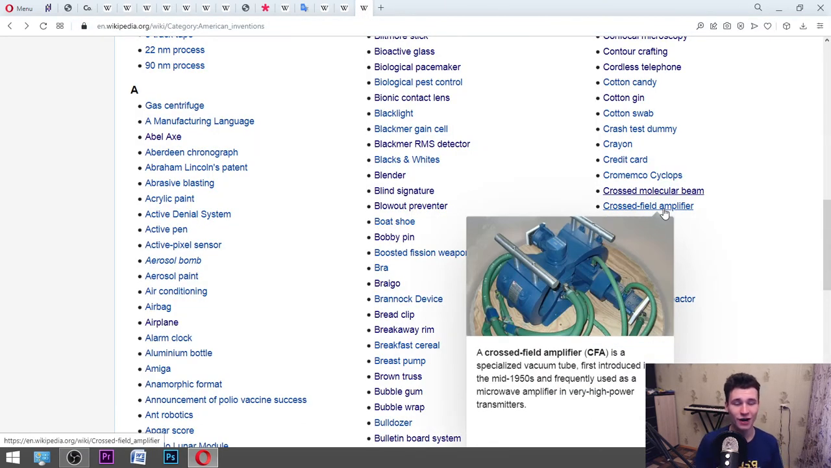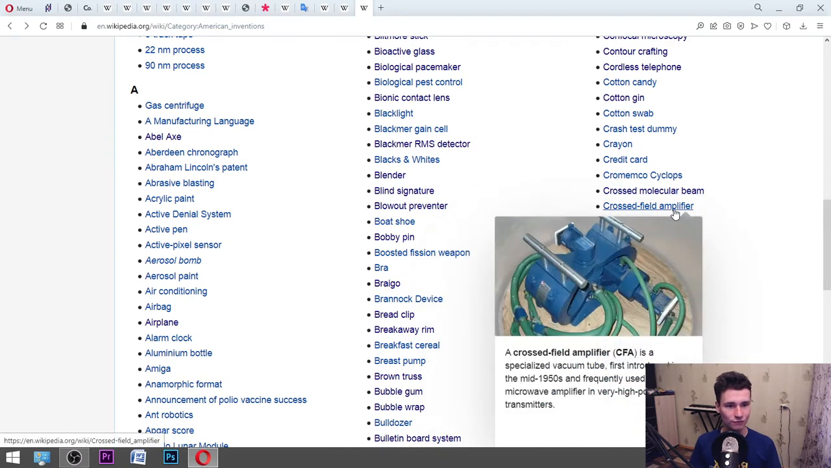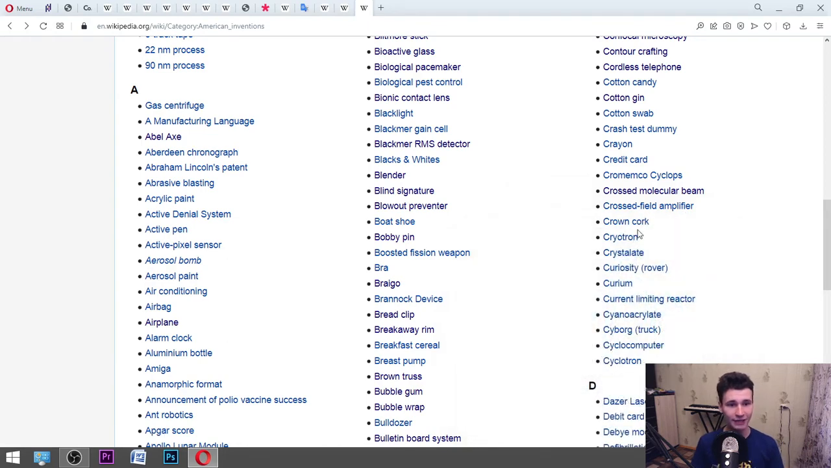Crossed field amplifier. A crossed field amplifier, CFA, is a specialized vacuum tube first introduced in the mid-1950s and frequently used as a microwave amplifier in very high power transmitters. Amplifier is what amplifies, what improves the amplitude. Amplitude in our speech is the decibels of how we speak, and we also have the frequency, the pitch of how we speak. Okay, microwaves.